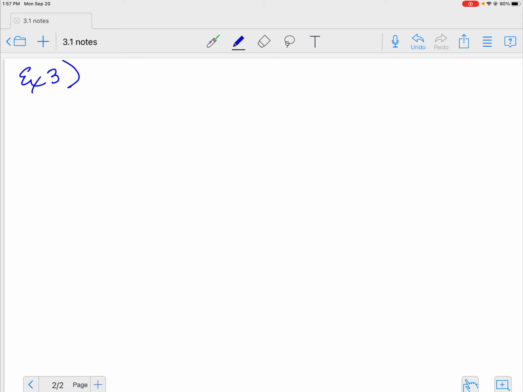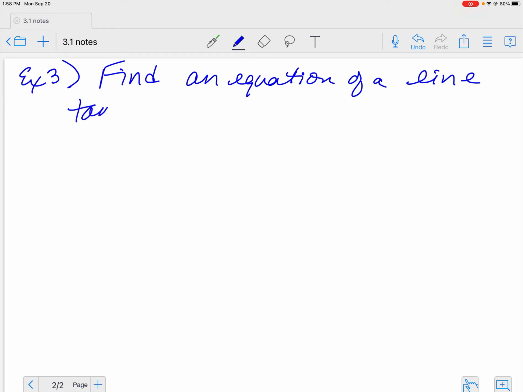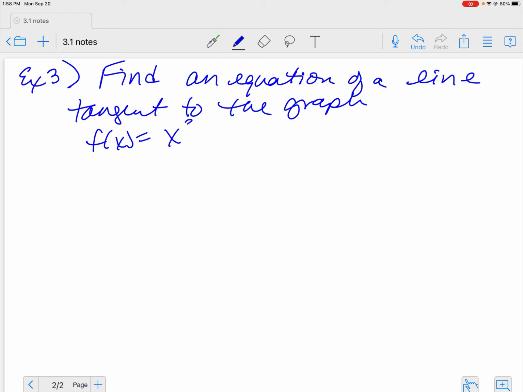All right, let's do this thing. We're not doing 1 and 2. Let's just jump right here to example 3. We're going to find an equation of a line tangent to the graph of f of x is equal to x cubed plus 4x at the point 1, 5.